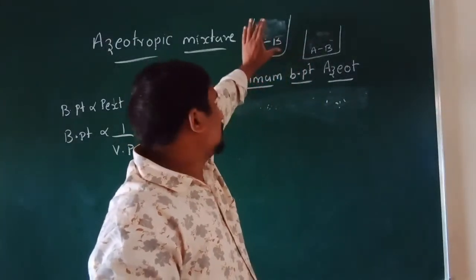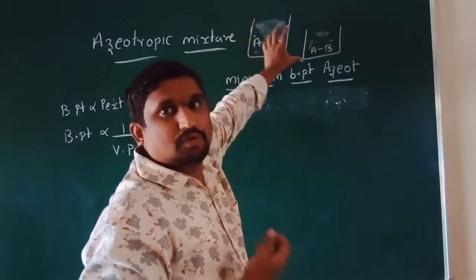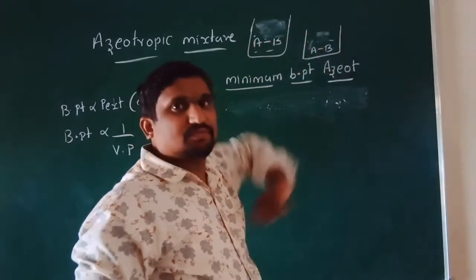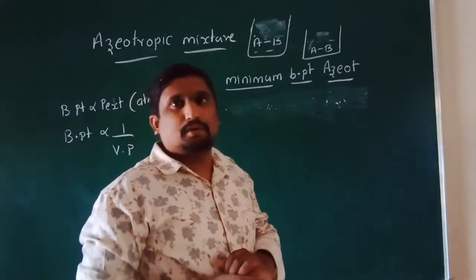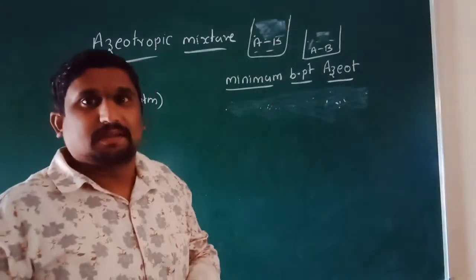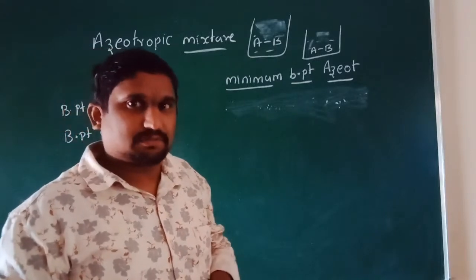Always remember that in positive deviation we are getting a huge amount of vapor pressure. In negative deviation we are getting a lesser amount of vapor pressure. Now we are discussing the minimum boiling point azeotropic mixture.